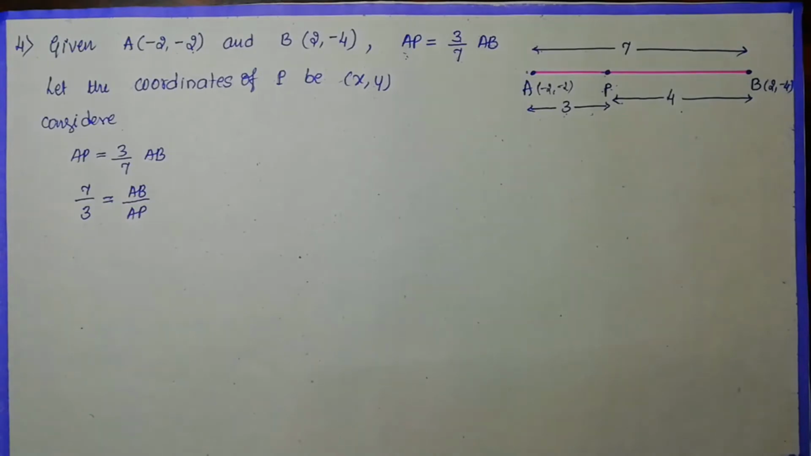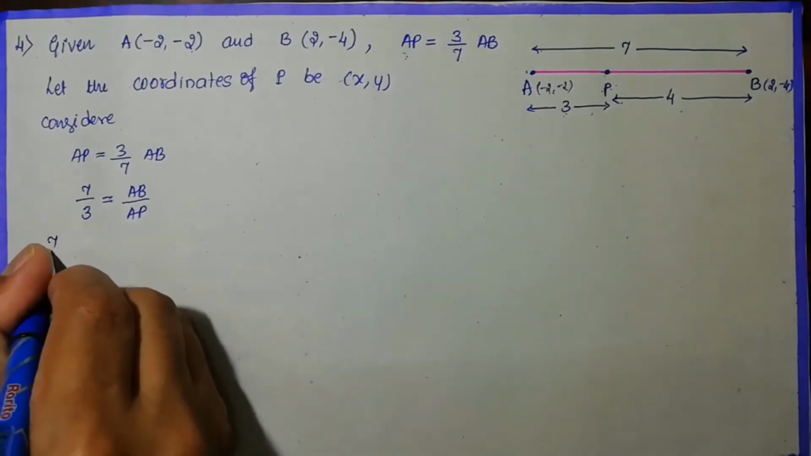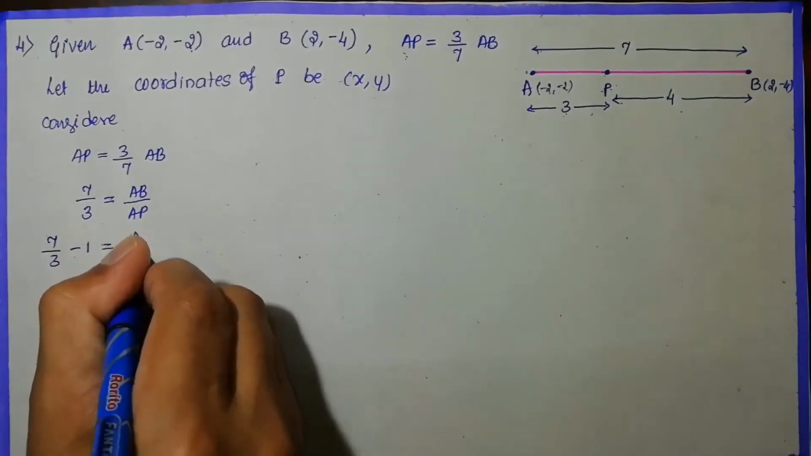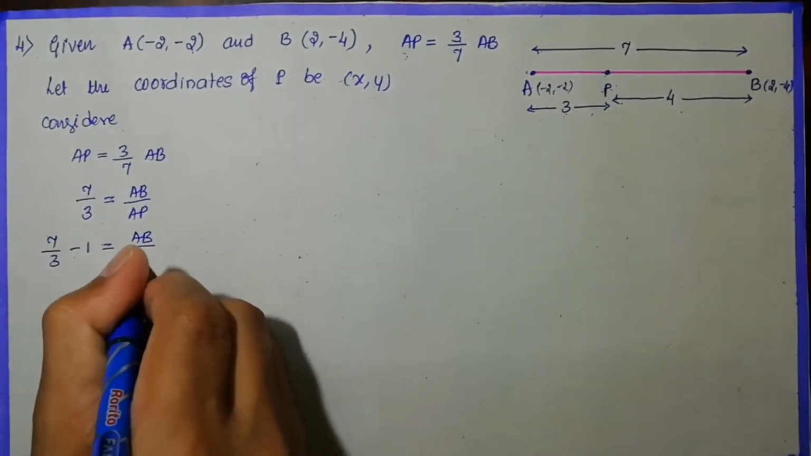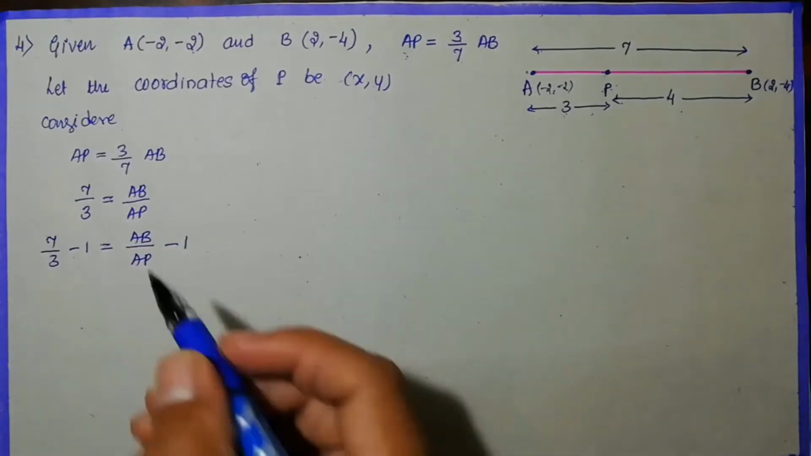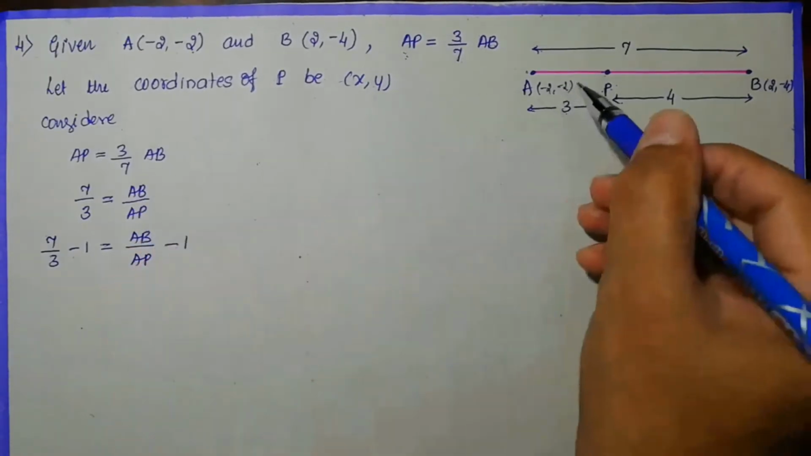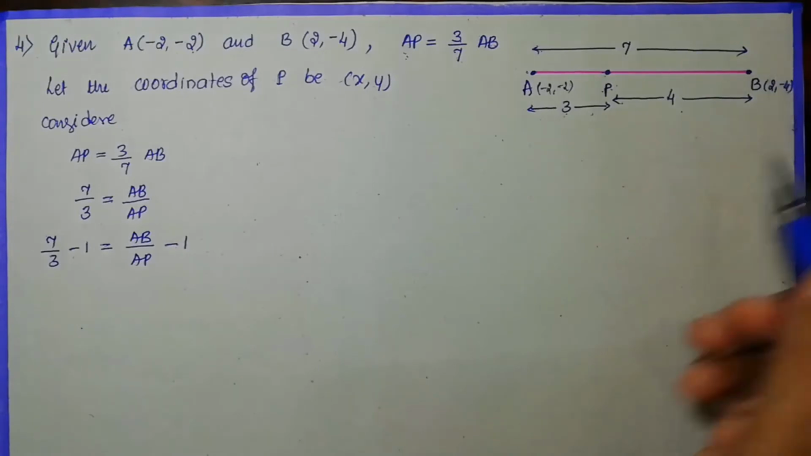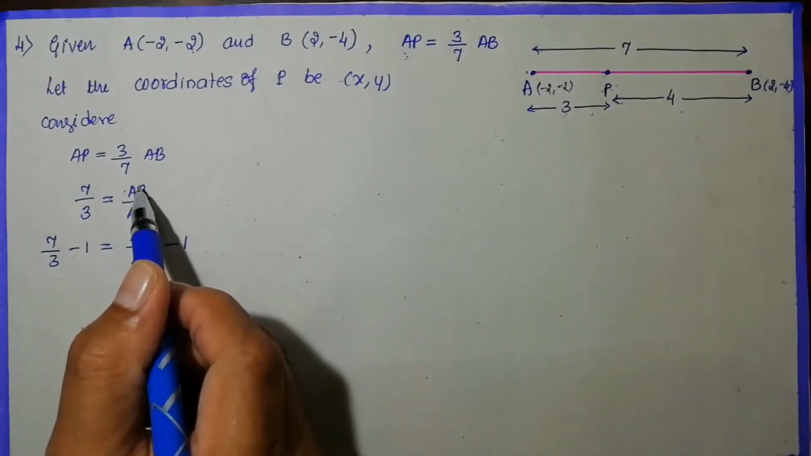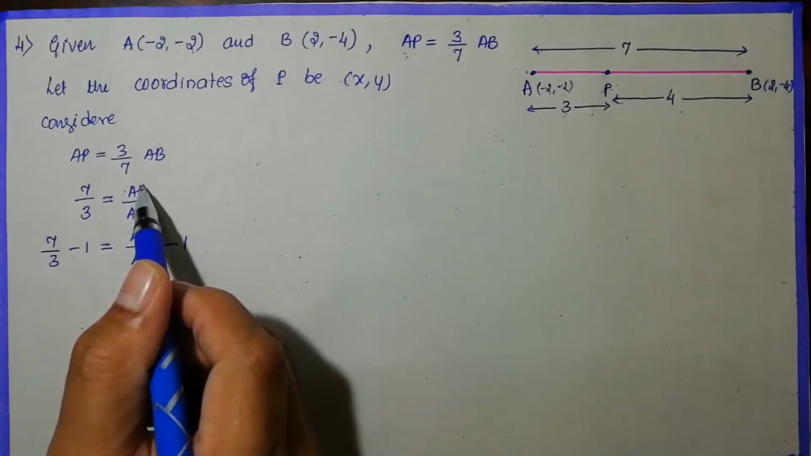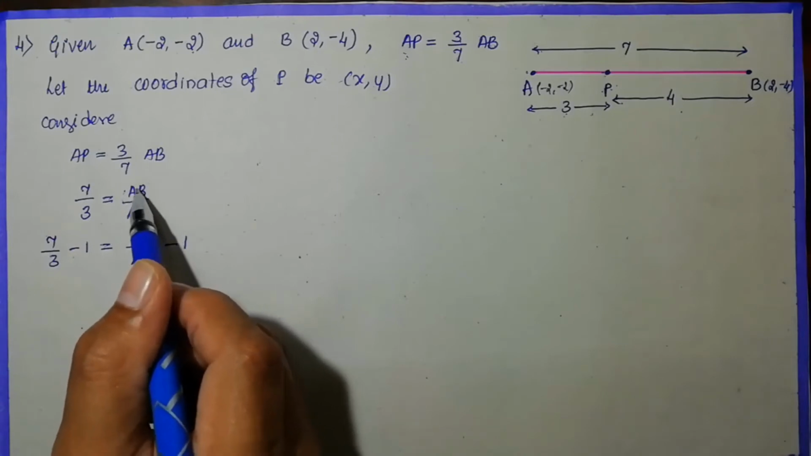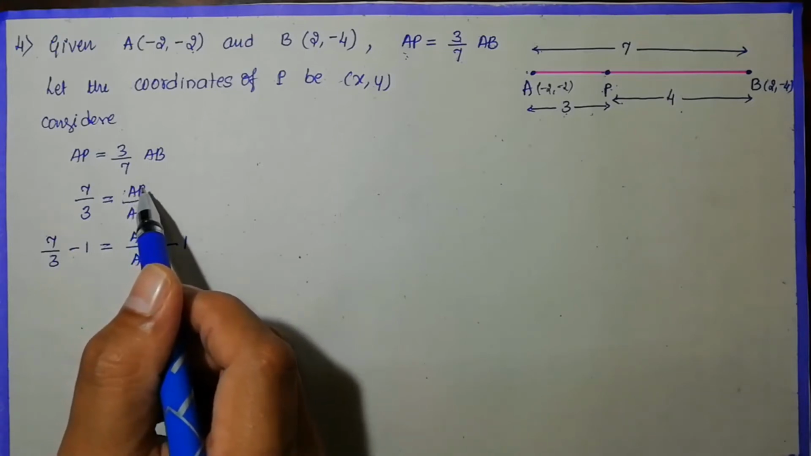So the next thing is I'm going to subtract 1 on both sides. 7 by 3 minus 1 is equal to AB divided by AP minus 1. Remember the greater length among AB and AP, which is greater? AB is greater. So that's why I'm going to keep that greater length in the numerator. If any problem is asked on this, you should be careful about this one. You have to write the greatest length in the numerator. You have to arrange the terms like this.